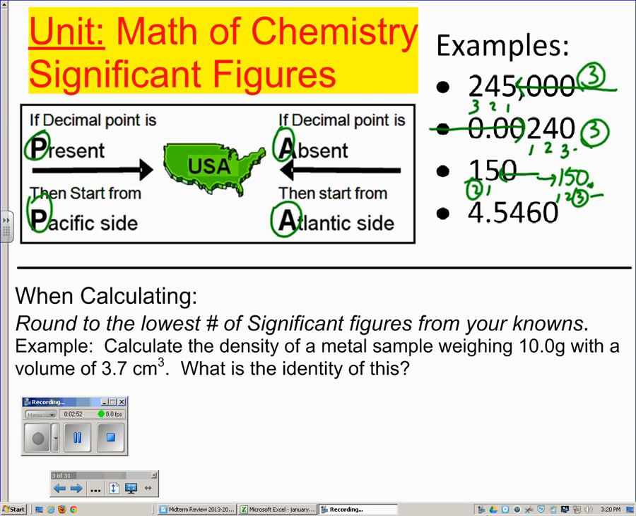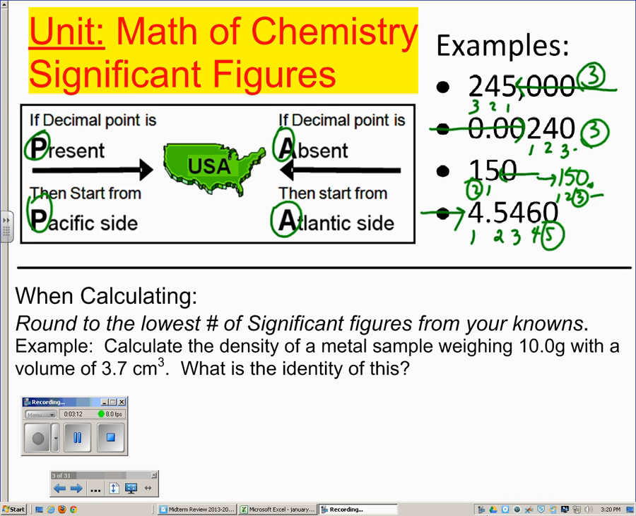Finally, the last example, the decimal's present. Go in until you find a number that's not a 0. Count every number thereafter. 1, 2, 3, 4, 5. There are 5 significant figures. When you're calculating, you always round to the lowest number of significant figures from your knowns.